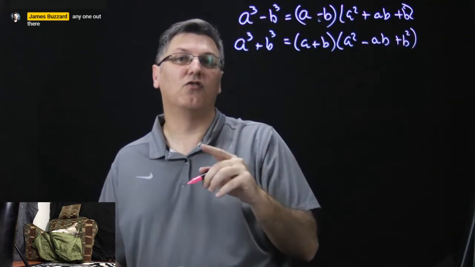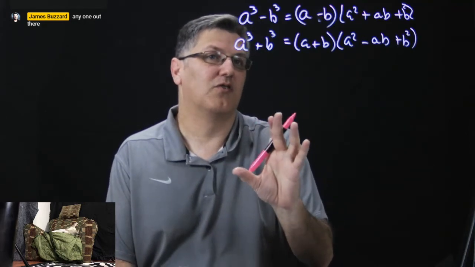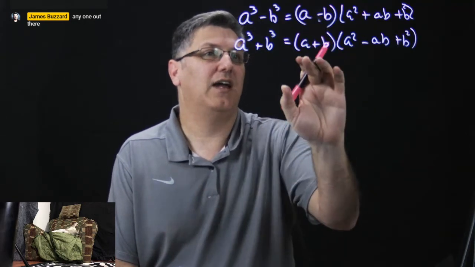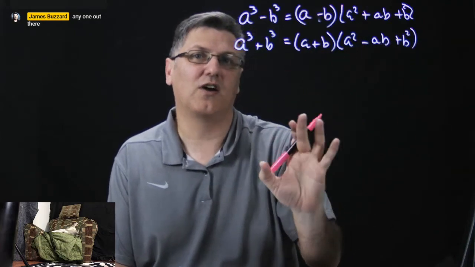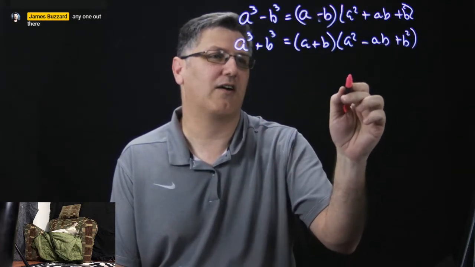All right, so these are two special factors, the sum and difference of cubes. The a's, this whole part doesn't change except for the sign, and the easy way to remember the sign is an acronym called SOAP.